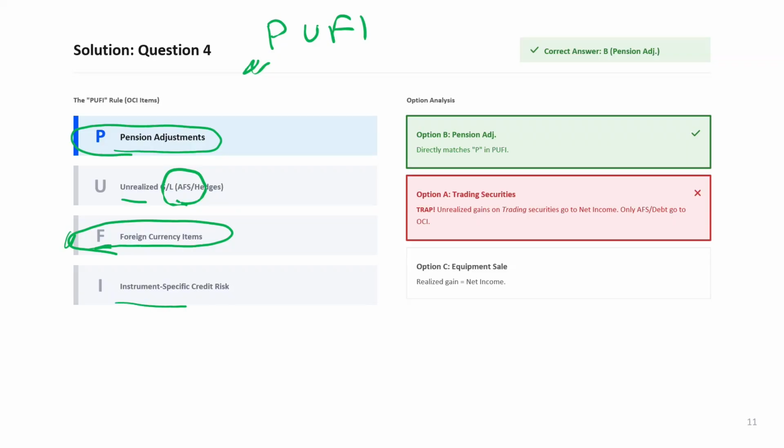And the instrument specific credit risk. So maybe the company's credit score decreased and that affected their equity section, it would go here. So the correct answer for this one is foreign currency adjustments.